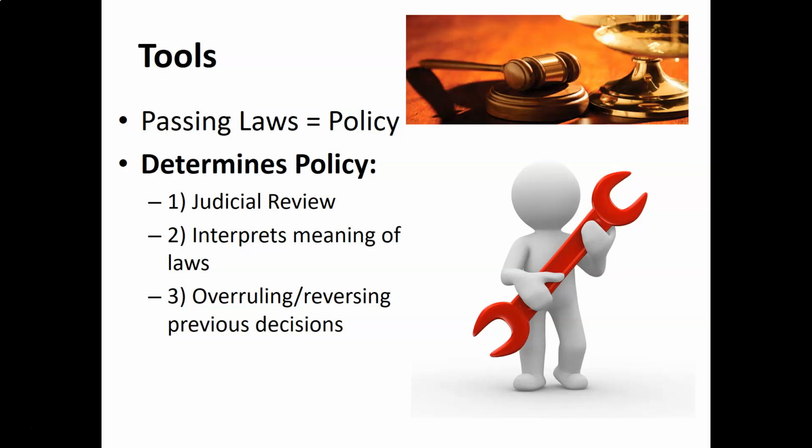One is judicial review. If you guys don't remember what judicial review is, you haven't been paying attention. But remember, judicial review is the ability of the courts to look at laws or cases and see if they're constitutional or not. Number two is they interpret the meaning of the laws, not just in terms of the actual power of judicial review. And then three, they can overrule or reverse previous decisions at every level, even the Supreme Court. So remember that. The Supreme Court can actually overrule or reverse previous decisions they've made. Remember the example that we always use: Brown versus the Board of Education overturned Plessy versus Ferguson.